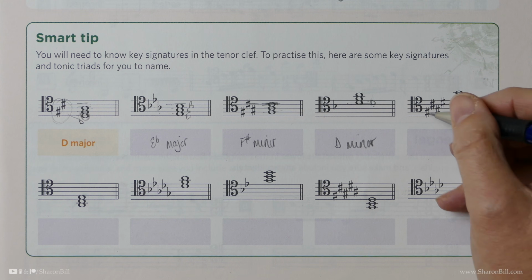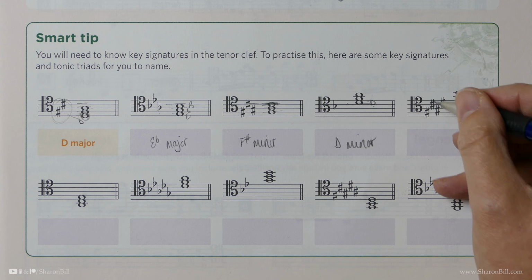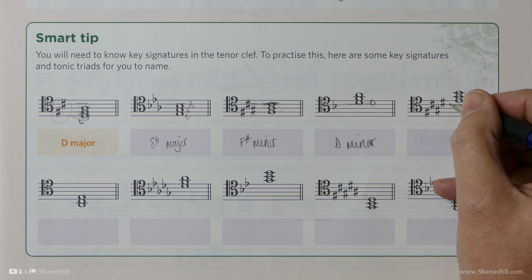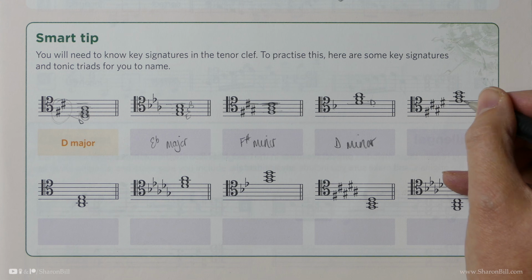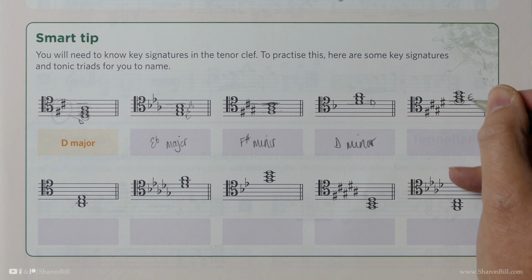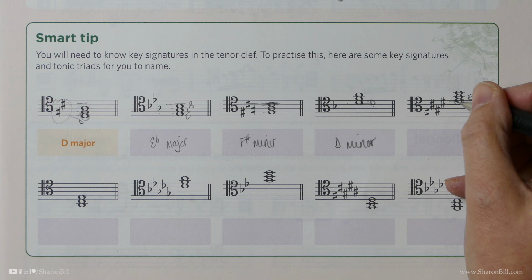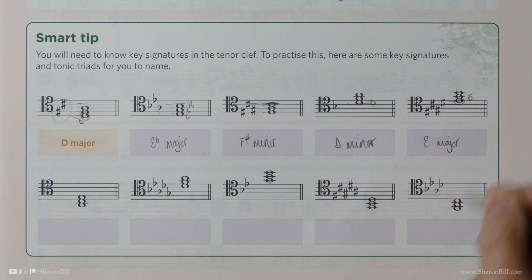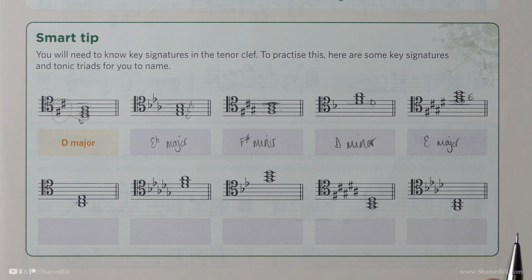Now here we have 4 sharps. That could be E major, it could be C sharp minor. If this is C, C, D, E, our tonic is E, and so we know that we are in E major. So if you haven't done so already, I suggest that you have a go of this last row on your own, and then we can check through the answers together.